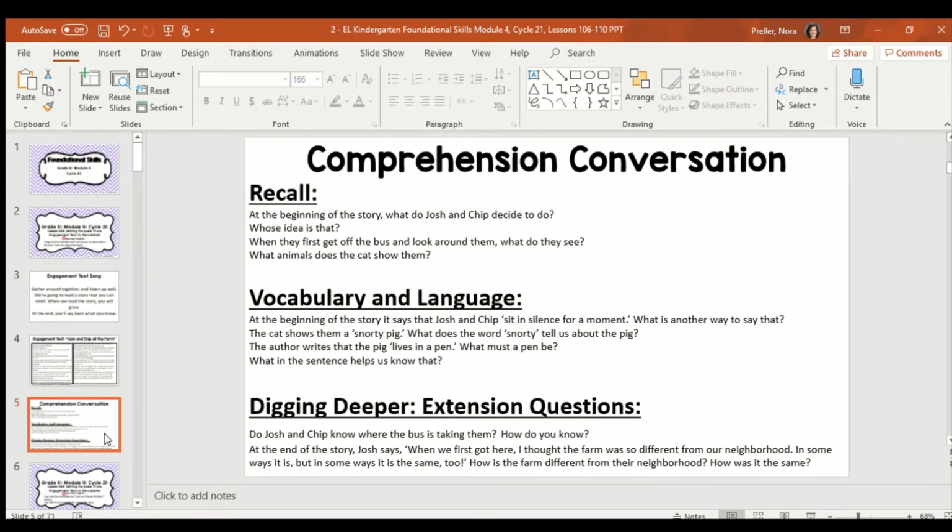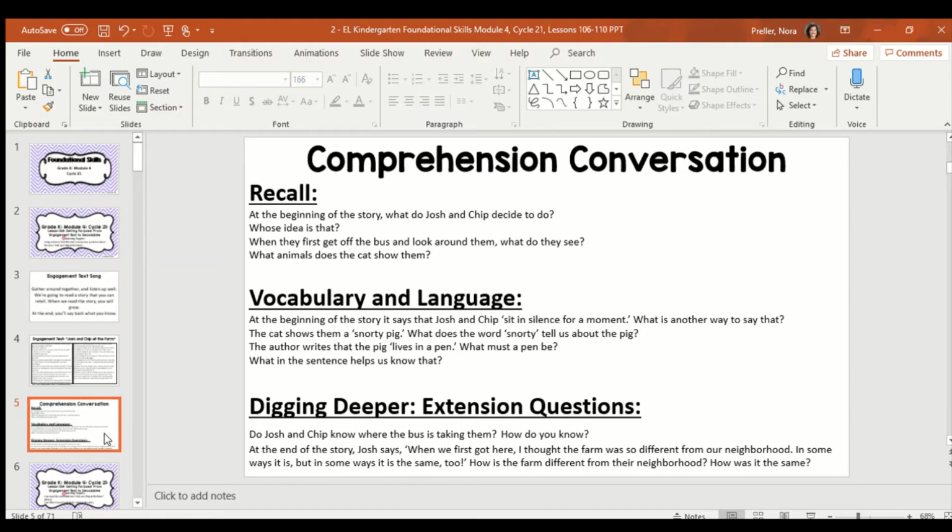My next question is, at the beginning of the story, it says that Josh and Chip sit in silence for a moment. What's another way to say sit in silence? You might say sit quietly. You might say no talking or voices off. Or you might say it was quiet.